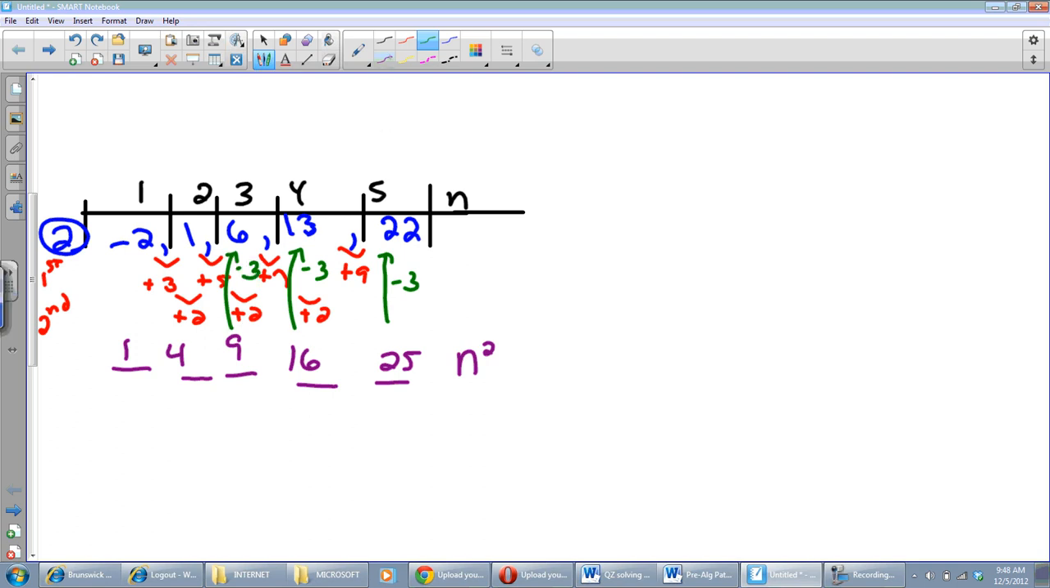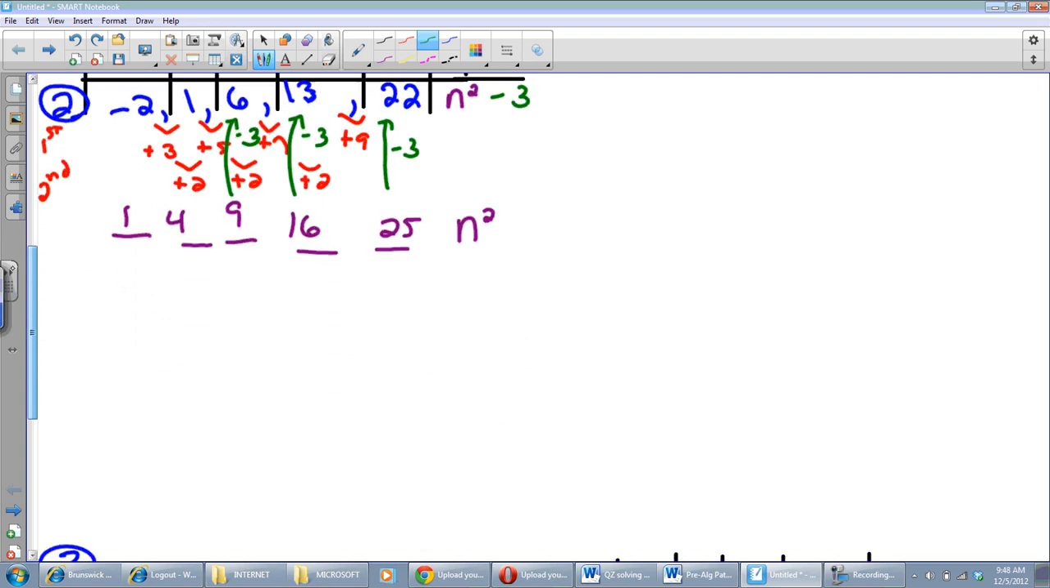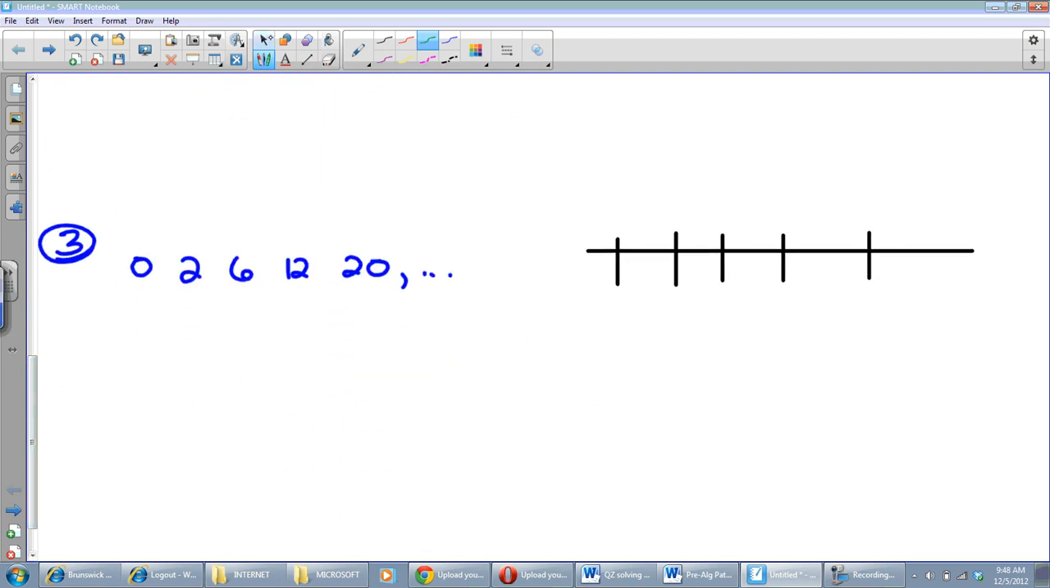I'm telling you to do at least 3 of them. So my solution is n squared minus 3. Now I can find any term I want. I can find the 105th term. I just have to square 105 and then subtract 3 to close the problem out. All right, one last sample for you.